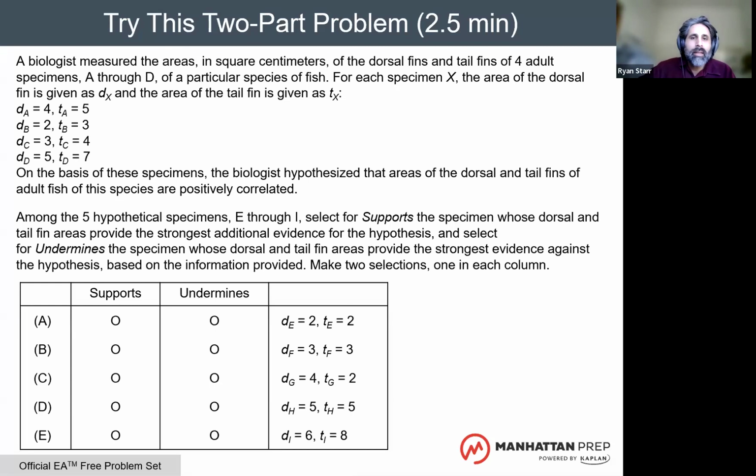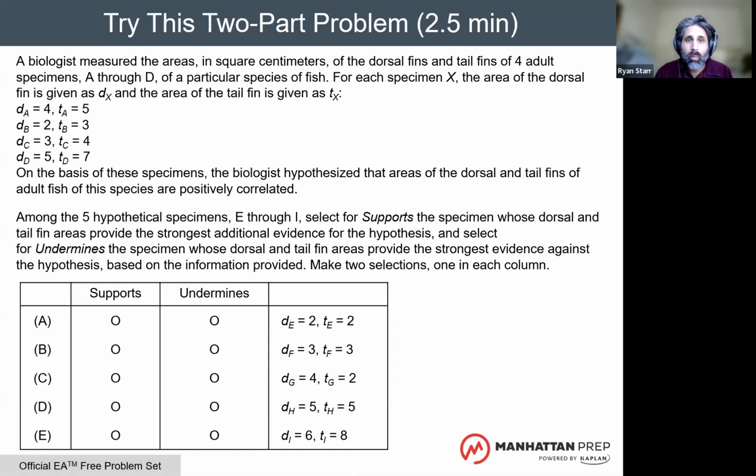It's testing the concept of correlation, right? There's a hypothesis that areas of the dorsal fin and tail fins of adult fish of this species are positively correlated. And we're asked, in choosing answers, to find an answer that supports this hypothesis and an answer that undermines this hypothesis. So that in turn means something that shows a positive correlation, kind of corroborates the positive correlation. And on the other hand, something that goes against the positive correlation, maybe by being flat, but maybe by being a negative correlation.